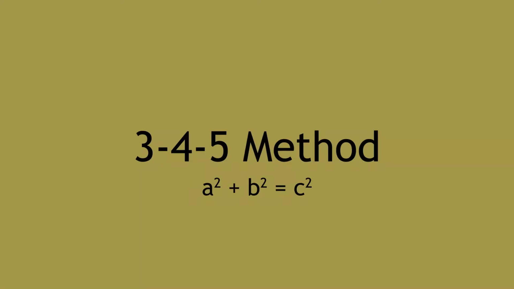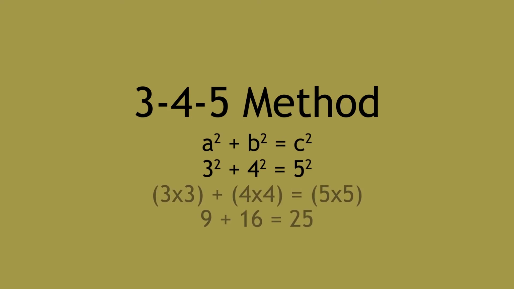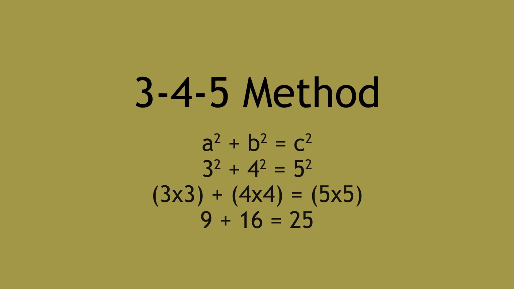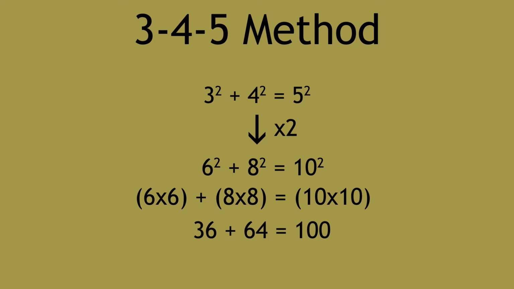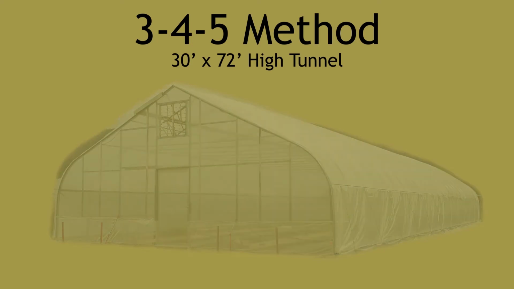The 3-4-5 method gets its name because 3 squared plus 4 squared equals 5 squared. In other words, 3 squared equals 9, 4 squared equals 16. Add them up and it equals 25, which is equivalent to 5 squared. This relationship also holds for any multiples of the numbers 3, 4, and 5, but this formula is not limited to just those numbers. Let's apply this method to a 30-foot by 72-foot high tunnel. We'll show two ways to approach this method.